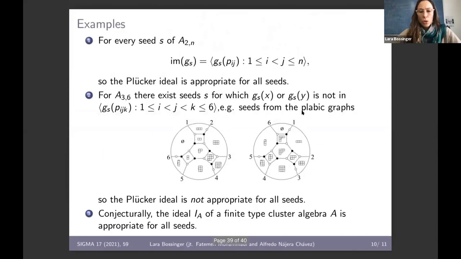And lastly, conjecturally, the ideal I_A representing a finite type cluster algebra A is expected to be appropriate for all seeds in the above sense. But then thinking about it, I realized that maybe one should be careful and just sit down and check this. So I said conjecturally, but I'm pretty sure this is true.